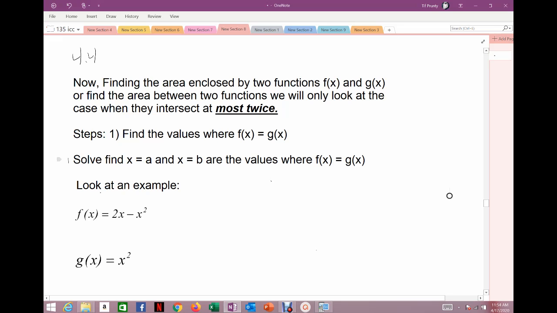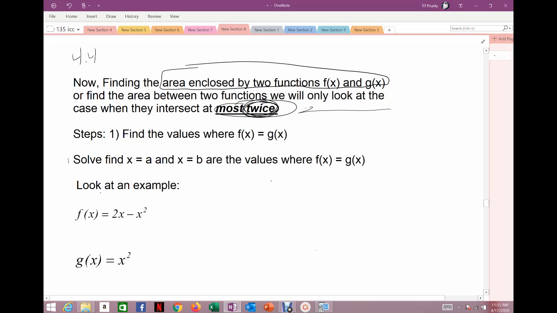Alright, so last time we did area under two functions where one function was obviously bigger than the other function over an interval. Today's lesson is going to be similar to that, except we're going to look at an area that's completely enclosed by two functions that intersect at most twice. And really, for all of our examples, they're going to intersect exactly twice.